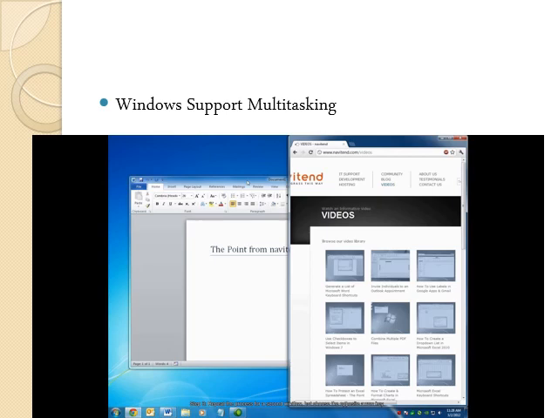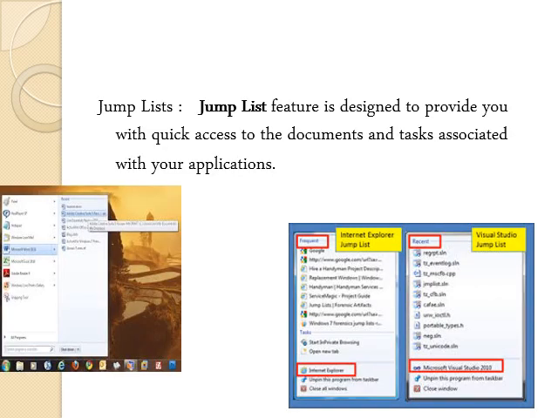Windows support multitasking. This means in Windows 7, we can perform more than one task at a time. For example, we can type letters in MS Word and can enjoy music or watch videos. Like I have given you here, two windows are there. In one we can watch videos and in another we can write letters in MS Word.